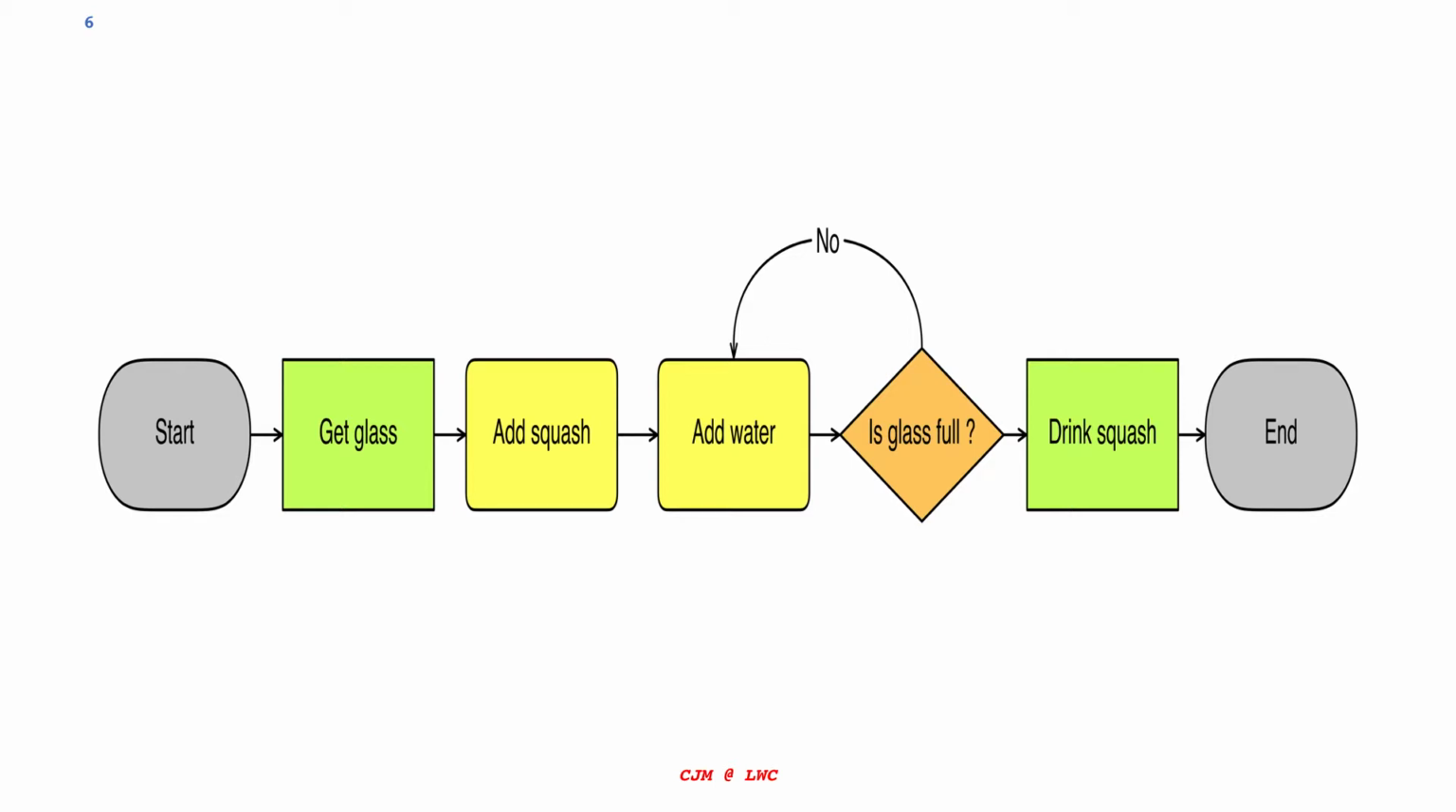So, start symbol, so start. Get a glass, which is a good idea if you're going to make a drink. Add squash, okay, fair enough. And please note, guys, that's a rounded rectangle. That's an input sign in this one. So if that's there, you need to input. Add water. Okay, bring more inputs in from outside. Is the glass full? Yes, then drink the squash. No, add water again. Is the glass full? No, add more water. If it's full, drink squash and then end. Okay, so that is a simple flowchart, which is a good demonstration, I think.